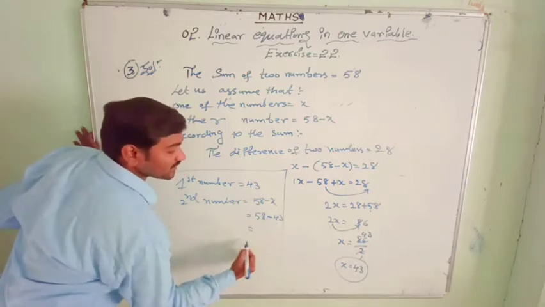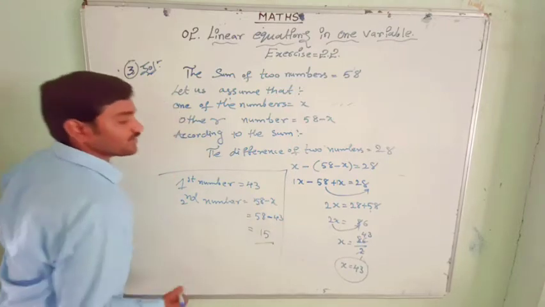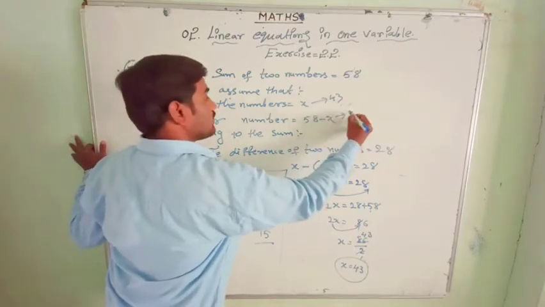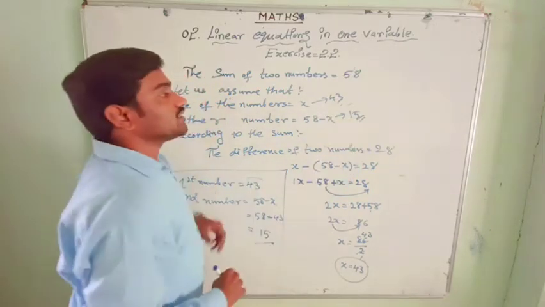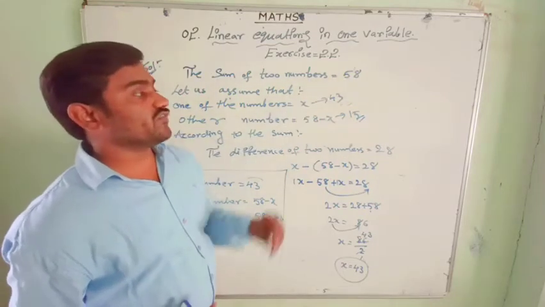Let us subtract 43 here. 8 minus 3 is 5, 5 minus 4 is 1, that is 15. So the first number is 43 and the second number is 15. See, add both numbers: 43 plus 15, you will get 58.